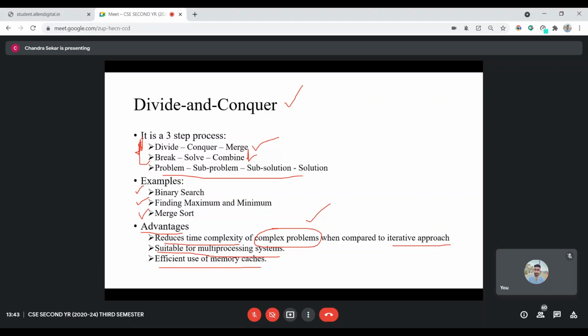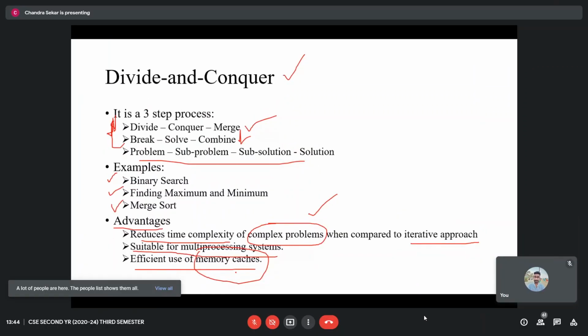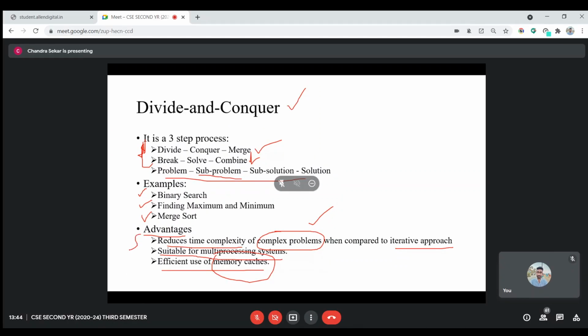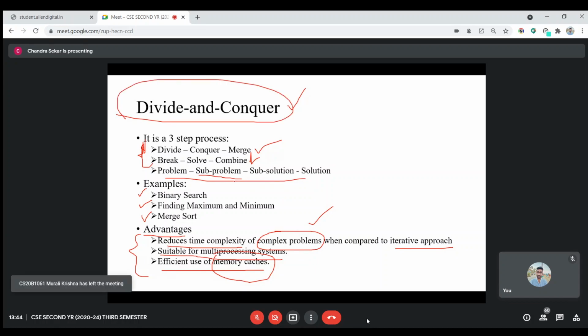So that they can be loaded into the smaller cache size and they can be effectively used. That is, the memory cache can be effectively used because of the nature of dividing the problem into subproblems. So these are some of the many advantages of the divide and conquer category of the algorithms.